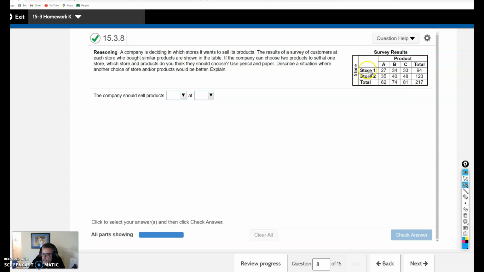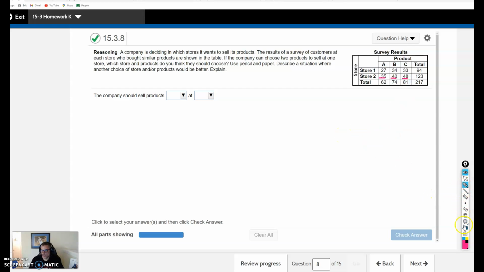At store 1, they sold 3 products, product A, product B, and product C, and this is how much of each they sold, right? At store 2, they sold the same 3 products. At store 1, they sold 27 of product A, 34 of product B, and 33 of product C, right? Now, at store number 2, they sold the same 3 products, but this time they sold 35 of product A, 40 of product B, and 48 of product C.